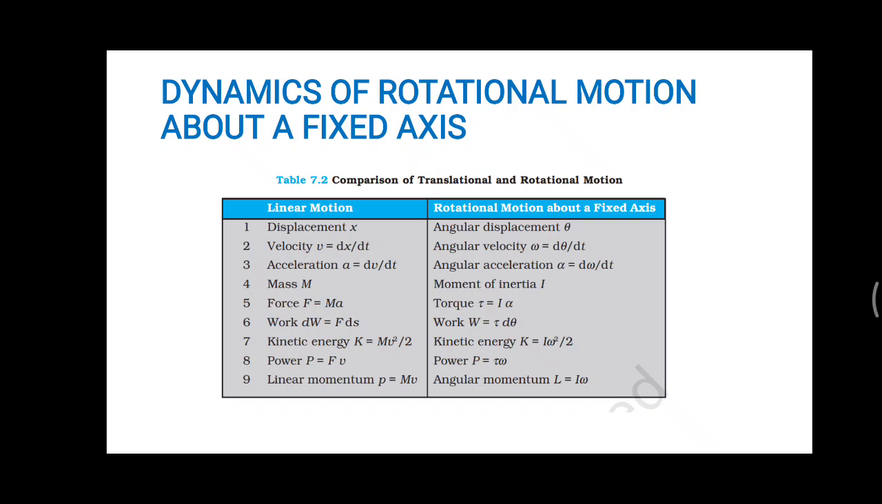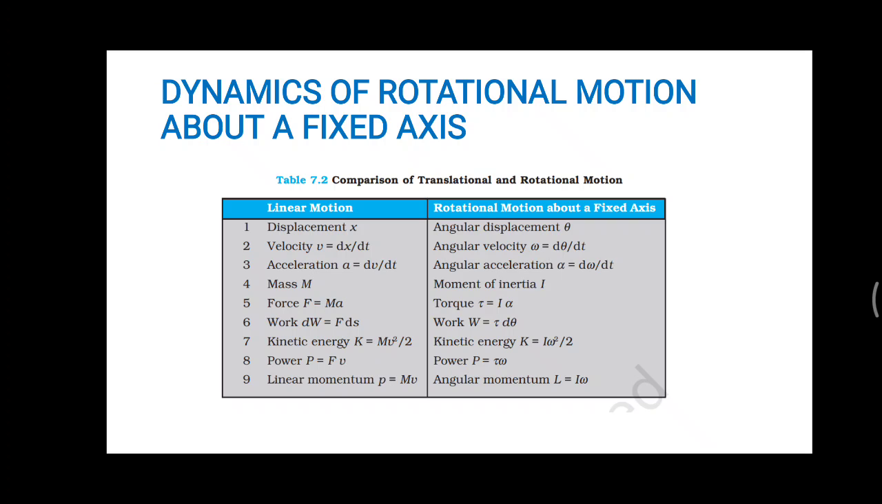Power P is equal to F into v in linear motion. In rotational motion, instead of F you use tau, and instead of v you use omega. So tau into omega will be the power. The last one is the linear momentum, m into v. So I into omega will be there. That is, angular momentum L is equal to I omega.